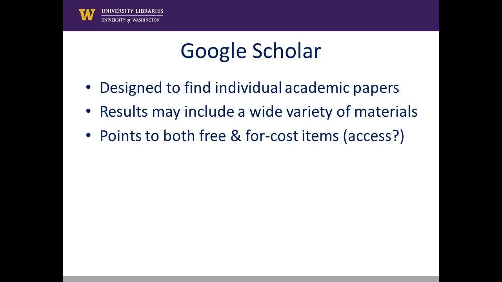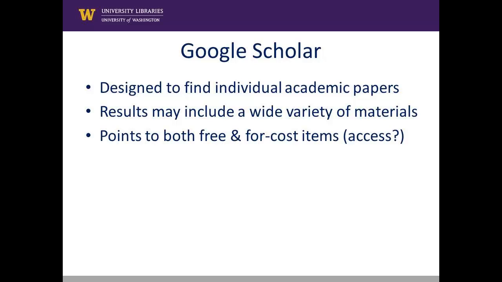Google Scholar is a great resource for finding individual academic papers by certain keywords, but not great for looking for journal titles or larger journal subscriptions. Results in Google Scholar will include not only individual articles, but often conference papers, theses and dissertations, academic books, abstracts, technical reports, and much more.